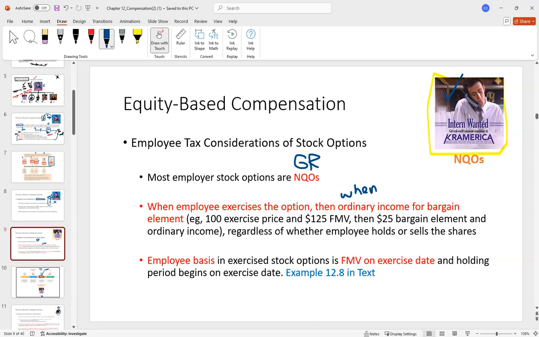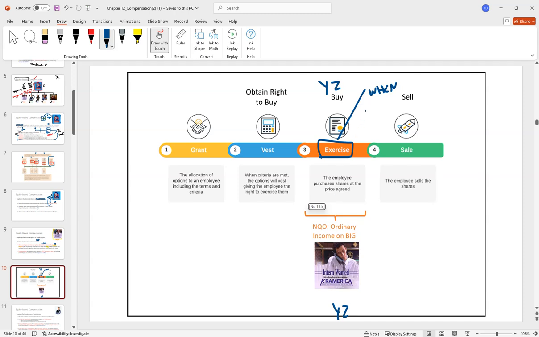Well, then the next question is, for how much? How are we going to quantify it? Whatever the bargain element is. If you make $25 on each share, then it's going to be $25. And if you buy 10 shares, it's $250, 25 per share times 10. Likewise, the basis Darren will have in that stock: okay, I buy the stock on this date. That's great. I exercised it.